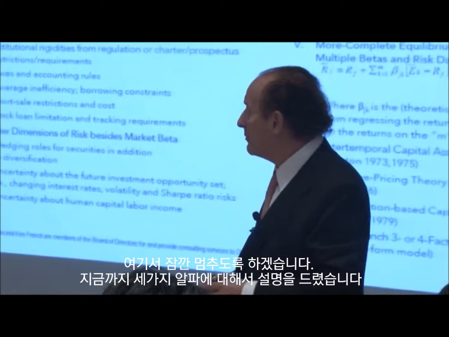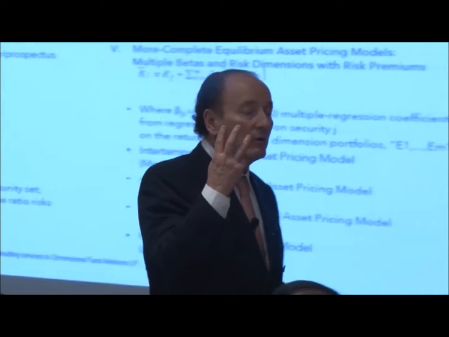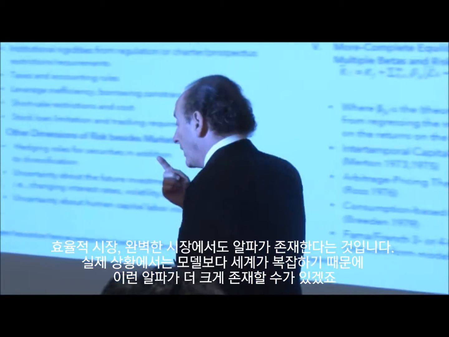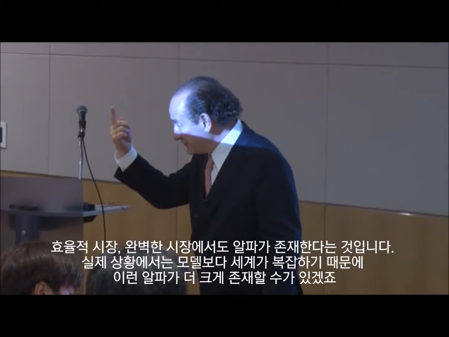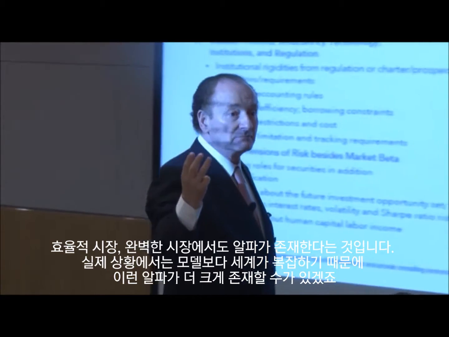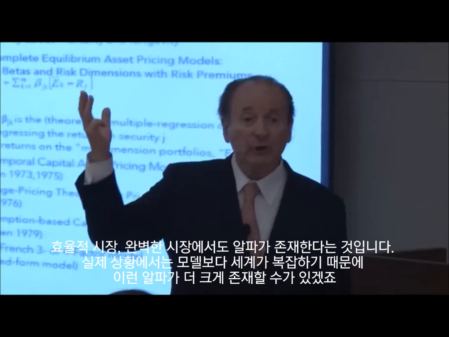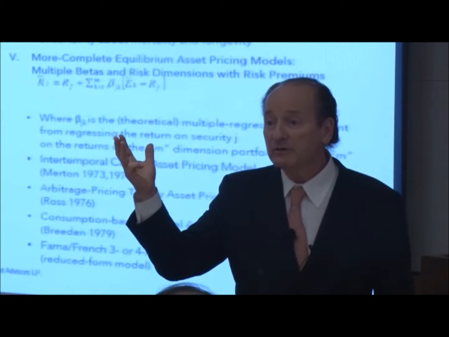So let me stop for a moment, and that's as far as I'm going with different alphas. So what I've shown you is that even in a model, or a model is another way to show it, in a world with market information efficiency and perfect markets, you can still have alpha. A fortiori in the real world, for sure, because the real world is more complicated than those models.